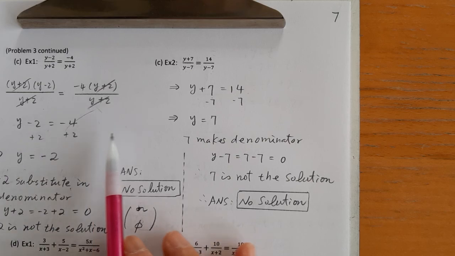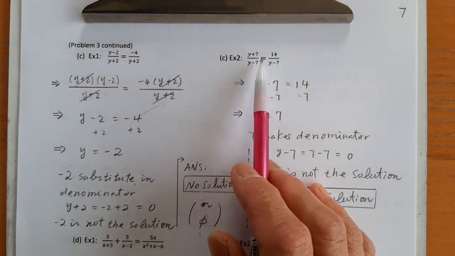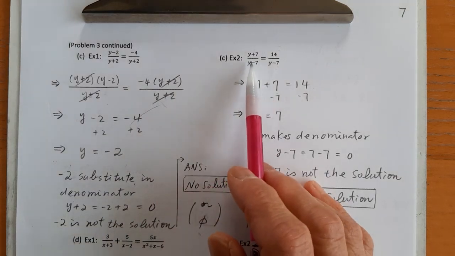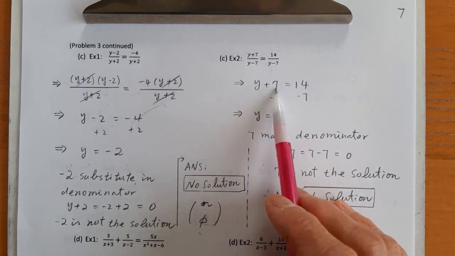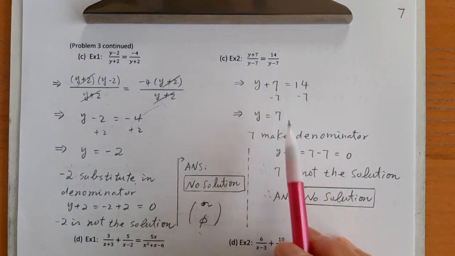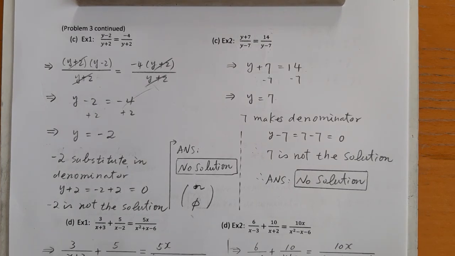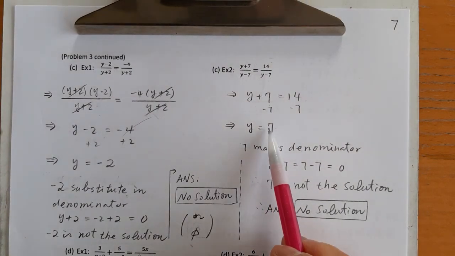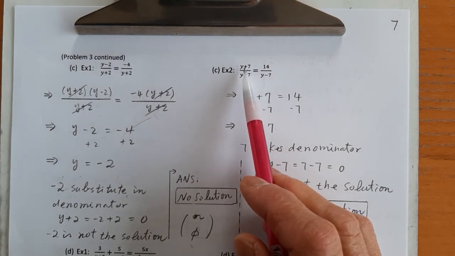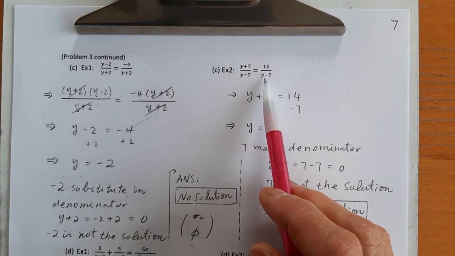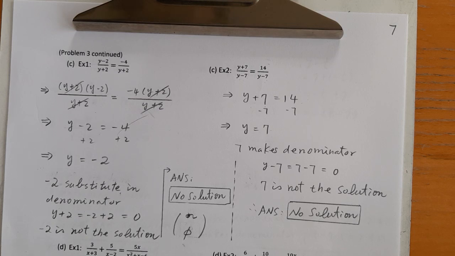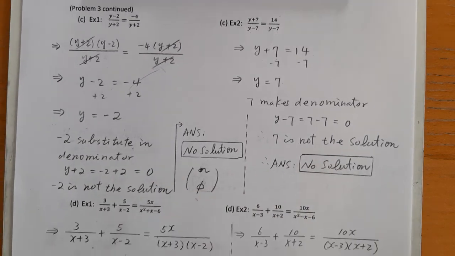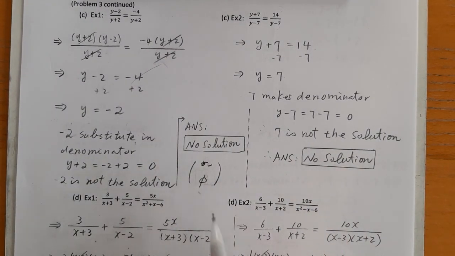Or you can do it this way. Multiply the left side and the right side by y minus 7. So y minus 7 cancels, and you get the numerators equal. Then you minus 7, you get y equals 7. And for y equals 7, you have to check with the denominator. Because if you plug 7 into the denominator, you get 14 over 0. Making 0 on the denominator is undefined. So 7 is not the solution, and this question has no solution. You can put no solution, or you can put empty set.